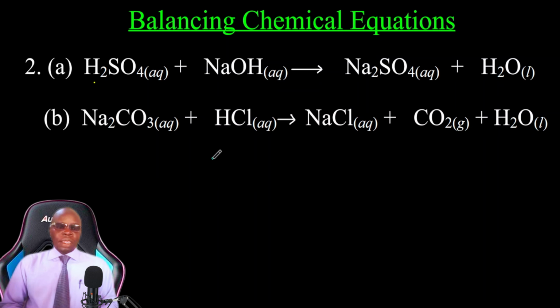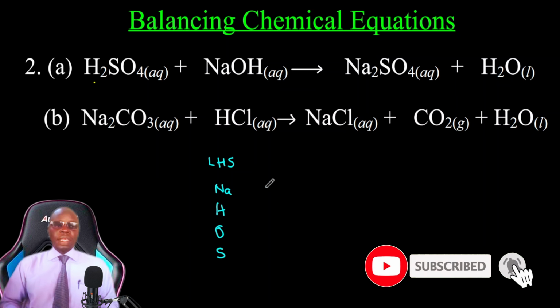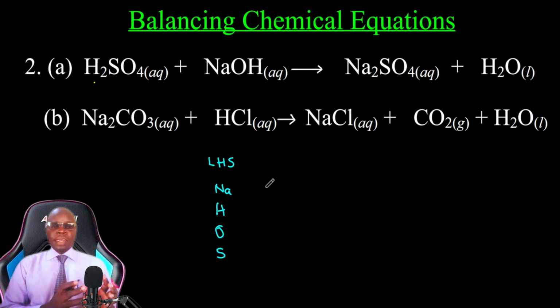Now we can see from here that the left hand side is our reactant side, and let me start with sodium, followed by hydrogen. We can see hydrogen somewhere here, and we go to oxygen. Then oxygen, we have here sulfur, and finally these are all the four elements we get from the reactant side.